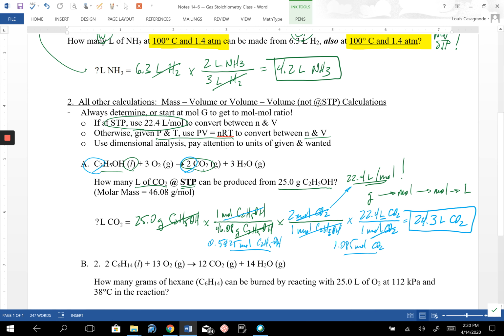All right, so not so different from other stoichiometry calculations. By the way, this will be on the test, so this is where we're going to get some stoichiometry calculations in our tests.